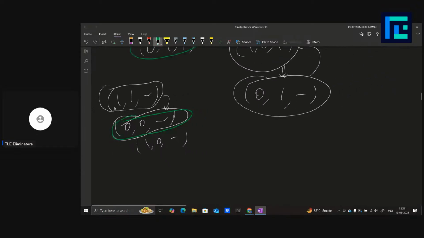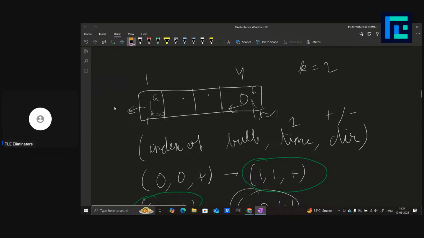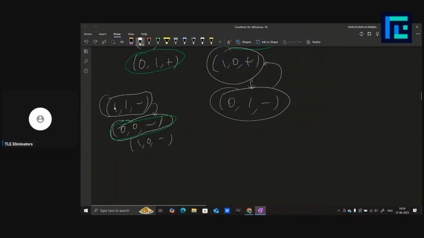And then we have 1 0 minus. What is 1 0 minus? 1 0 minus means we have been spawned at the second one, at t equal to 0 on this vertex having the negative direction. Since t equal to 0, the light bulb is red, so we'll flip the direction and we'll just go out of the strip. So this is also a base case.